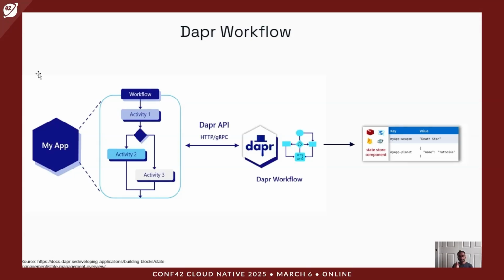Then you have the workflow engine itself, which the SDK talks to, to notify the progress made till now, and the workflow engine stores the progress in the state store. The state store is, simply put, a database where the data is stored. The state store can be Cosmos DB or Redis or Firebase or Cassandra.